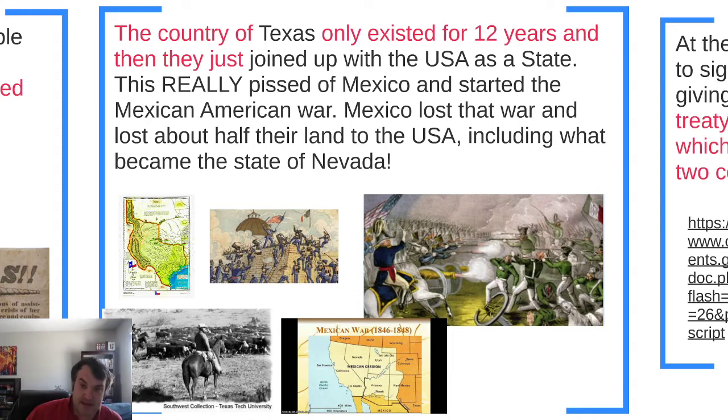Actually, during the Mexican-American War, Mexican armies fought each other more than they fought the United States of America, which just, there was a lot of incompetence going on in Mexico at this time. But anyway, the U.S. wins the war, and they say, hey, Mexico, now you've got to give us half of all your land, including what will become the state of Nevada, California, Arizona, and Utah. So all that land gets just thrown right into the USA.